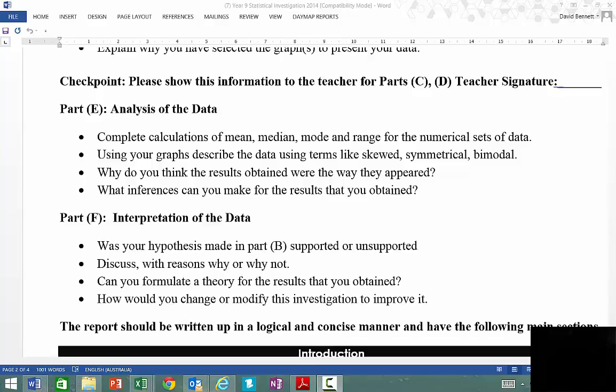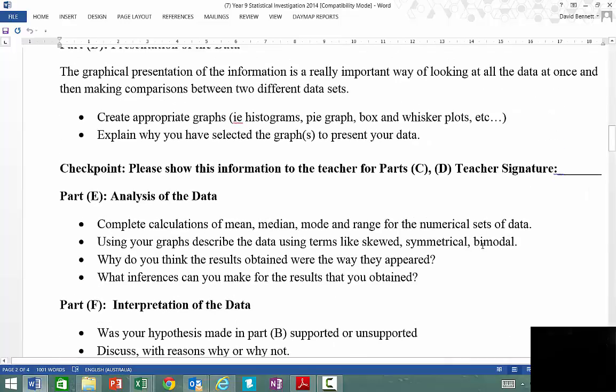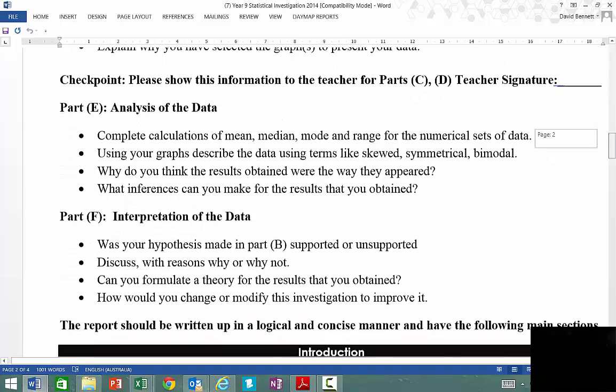Okay guys, now you've done parts A, B, C and D, so you've actually presented your graphs and all that sort of stuff. Now obviously you don't have to do box and whisker plots, but you're expected to do pie graphs, histograms and stem and leaf plots. And obviously make some discussions about why you've chosen those. Now you need to show those to your teacher so they can say, yep, that's good, or no, you need to do some more.